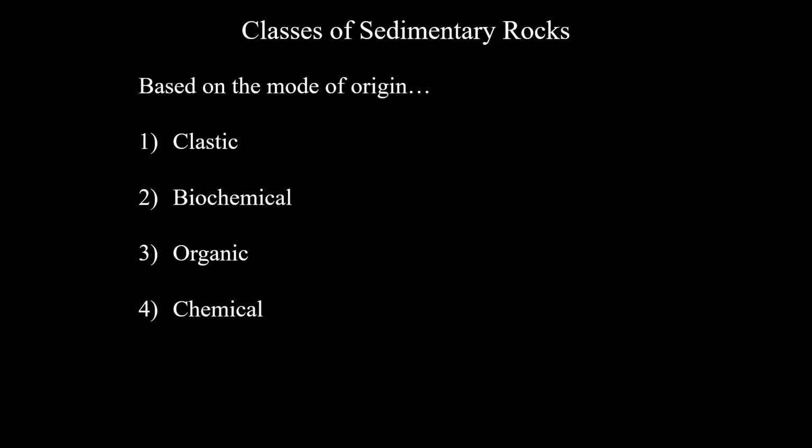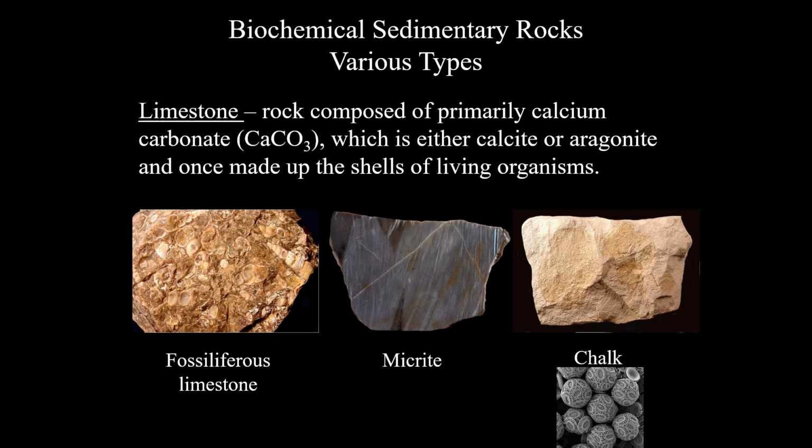Let's talk about a few classes of sedimentary rocks. We've already introduced these. We focused a lot on clastic, but I just wanted to give you an example of biochemical, organic, and chemical sedimentary rocks. So here are some types of biochemical sedimentary rocks. These are primarily made out of limestone. That's a rock that is made of calcium carbonate, CaCO3.